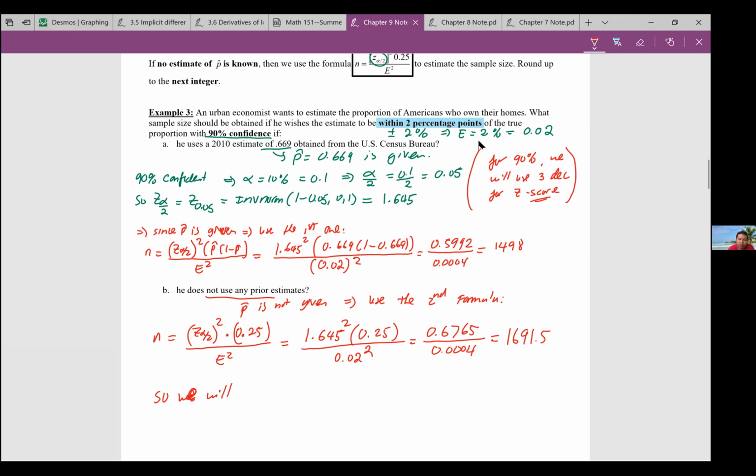So we will need a sample size of n equal to 1692. Okay. So we always round it up to the next one if you see a decimal. So when they don't know the result, then they have to use more than what they already have in the past, right? Which just makes sense, right? That's the idea here, okay?